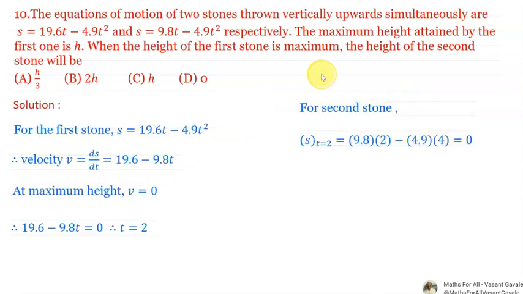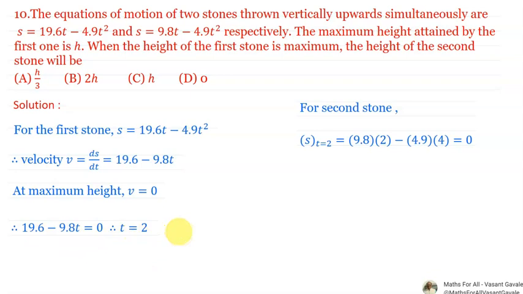Now here, when the first stone reaches the maximum height, its velocity is 0. At that time, we will find the value of t. For the first stone, s equals 19.6 t minus 4.9 t square. Therefore velocity v equals ds upon dt, that is 19.6 minus 9.8 into t. At maximum height, v equals 0. After simplification you will have t equals 2.